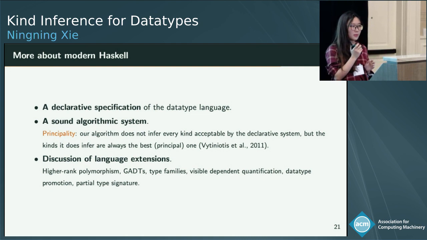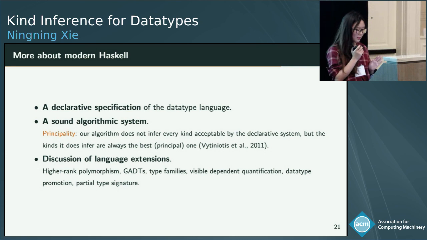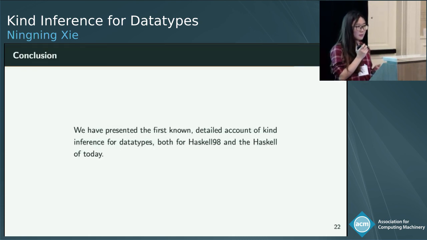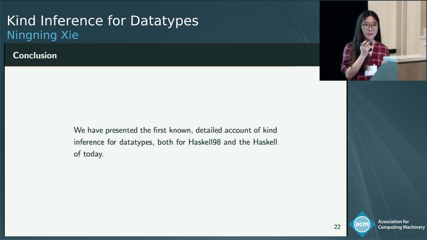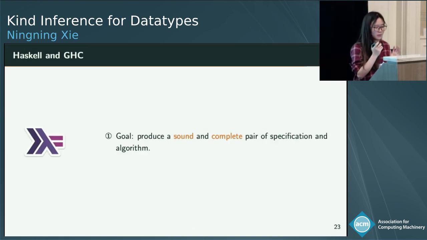We also include discussions about more language extensions that are beyond the language we modeled here. In summary, we have presented the first known detailed account of kind inference for data types, both for Haskell 98 and for Haskell of today. However, while our system is inspired by Haskell and GHC, our goal is not to faithfully record what's implemented in GHC. Instead, our goal is to produce a sound and complete pair of specification and algorithm.